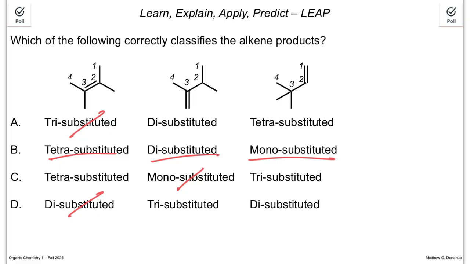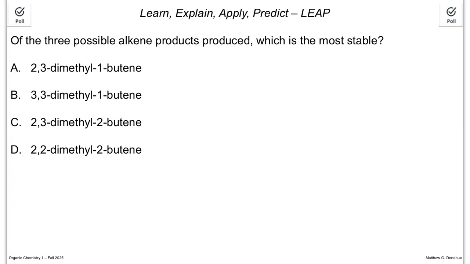Refresh your memory on what the structures are. So in general, what of those substitution patterns is the most stable? So the tetrasubstituted, so this one. So what would its name be then? So 2,3-dimethyl-2-butene. So of the three ones, which is the most stable? So with that, we would end up with C.